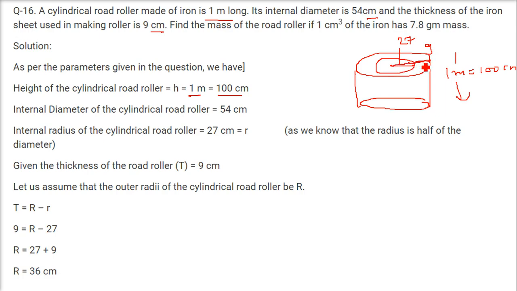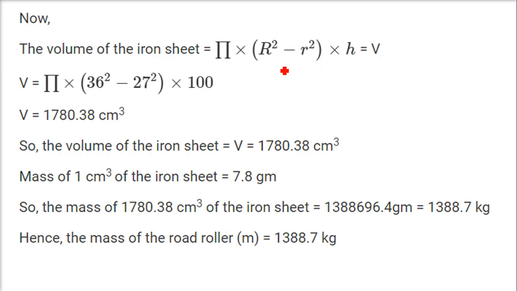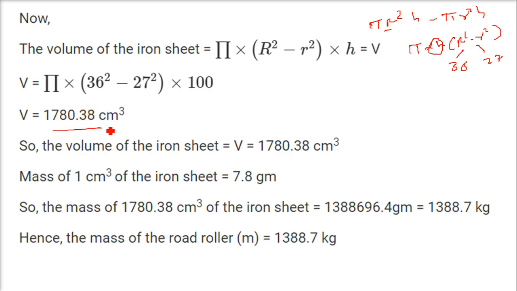So what will be the outside radius? The small r, that is the internal radius, is 27. The capital R, that is the outer radius, will be 27 plus 9, because 27 is the internal radius and 9 is the thickness. So 27 plus 9 is going to be 36. With the internal radius and external radius, we have to take the difference of the volume, that is pi R square h for the outer one minus pi r square h for the internal one, pi into h into R square minus small r square, where R is 36 and r is 27. Height is 100 centimeter, pi is 3.14. This will be the volume.